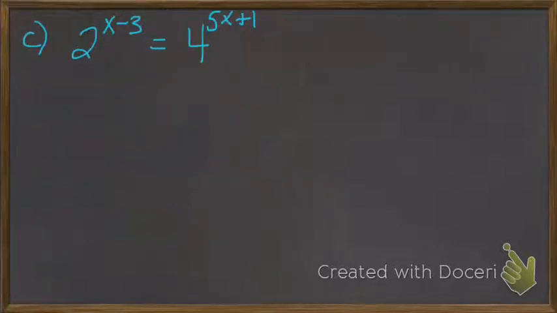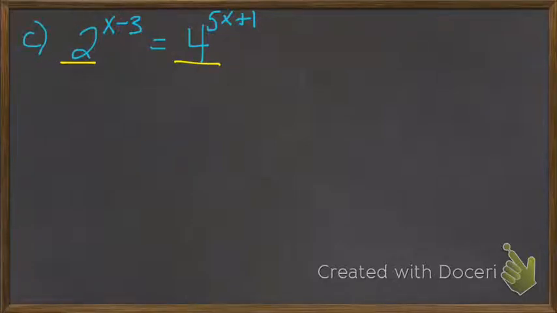Let's look at example C. Something a bit more complicated here. 2 to the power of x minus 3 equals 4 to the power of 5x plus 1. Okay, how do we start this? I want you to first highlight the fact that the bases are not the same. Here we have a base of 2. Here we have a base of 4.